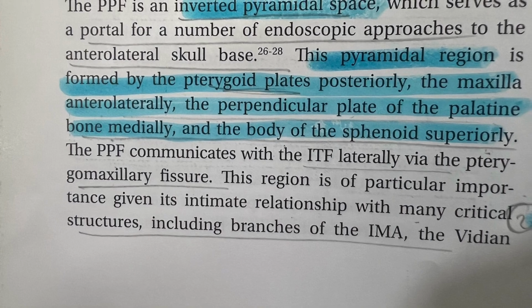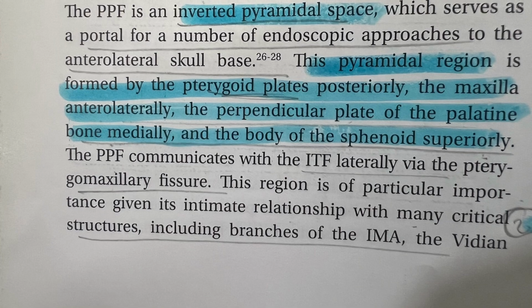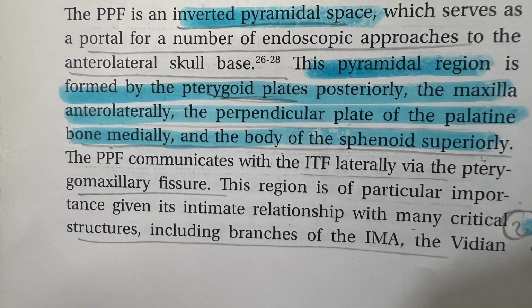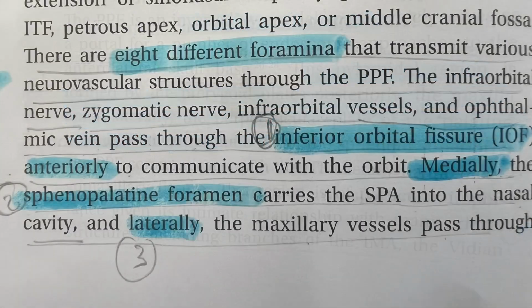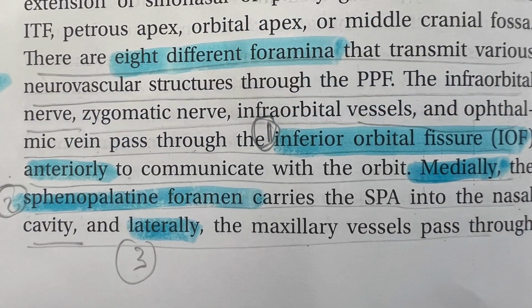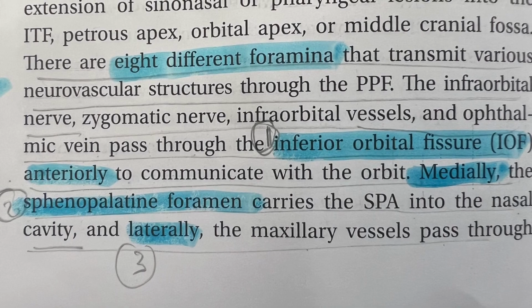This pterygopalatine fossa can be divided into two compartments. The anterior compartment has fat and blood vessels, while the posterior compartment has the neural component. There are 8 different foramina that transmit various neurovascular structures through the pterygopalatine fossa.